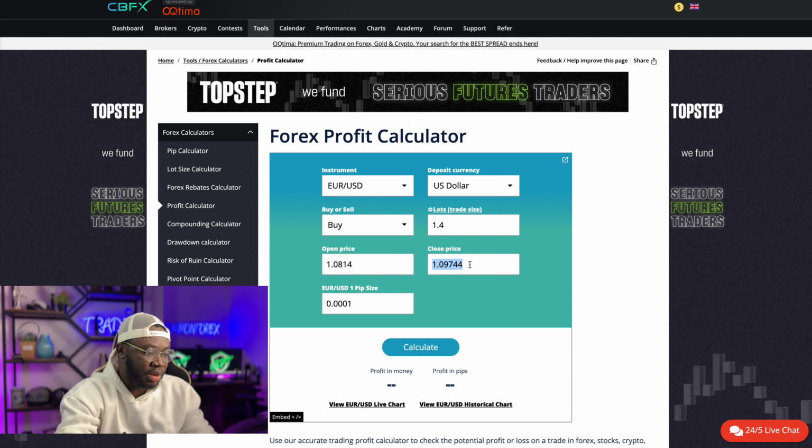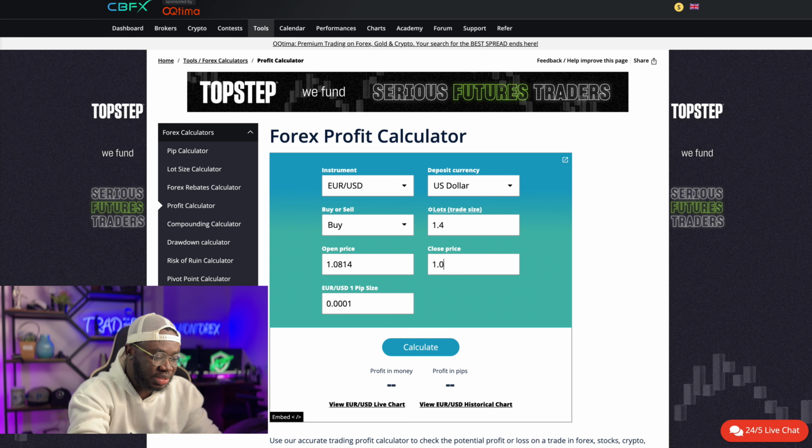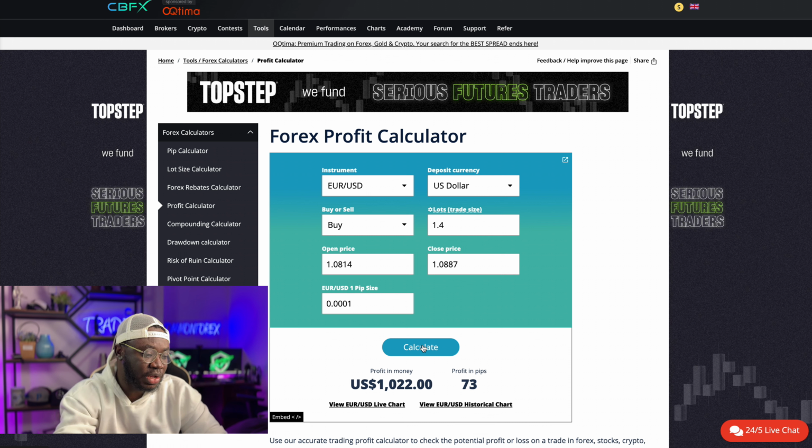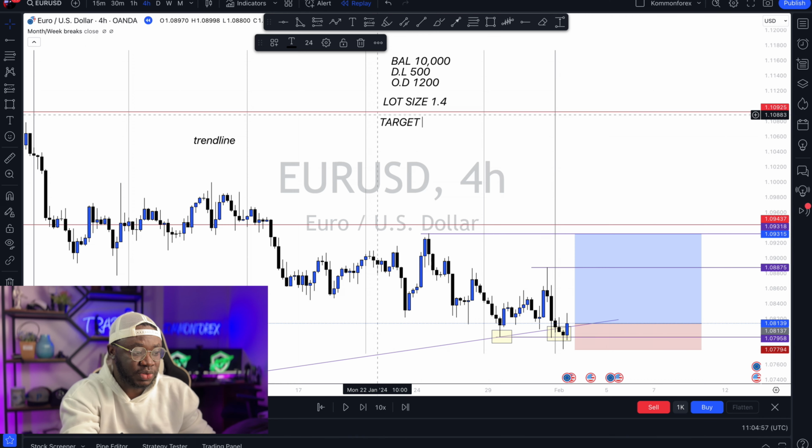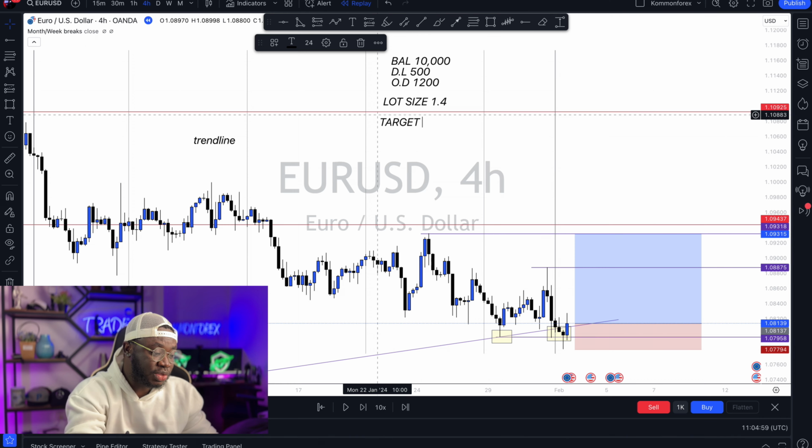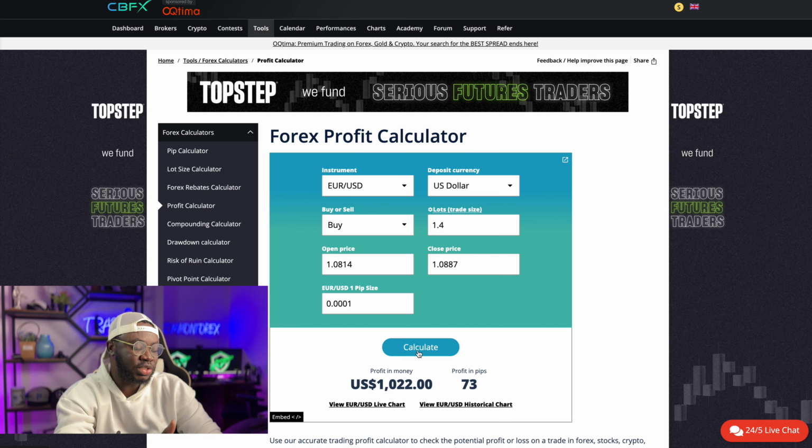1.0814. Then what's the closing price? 1.0887. What do we do next? You hit calculate. It means that once you hit calculate, what do you make on it? $1,000. Your profit target on it is 8% for your phase one. So if it's 8%, how much does it mean you need to make? You need to just make $800.